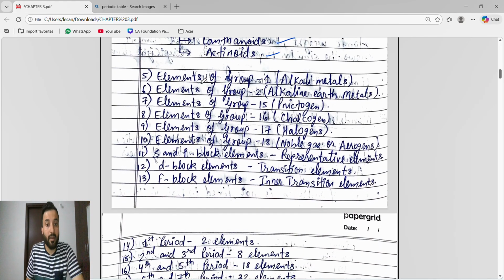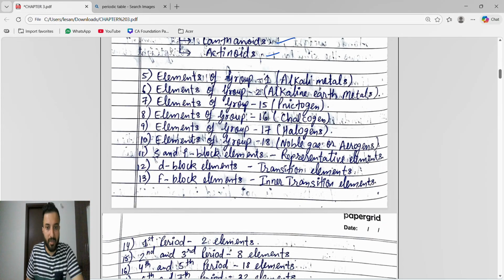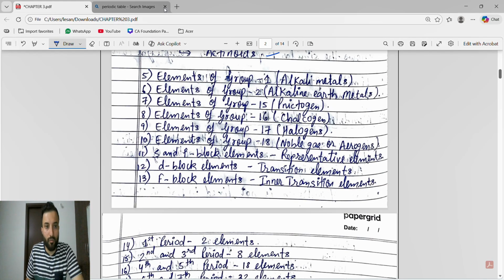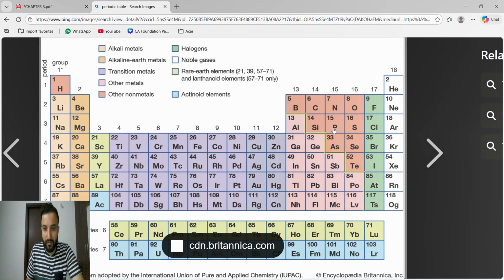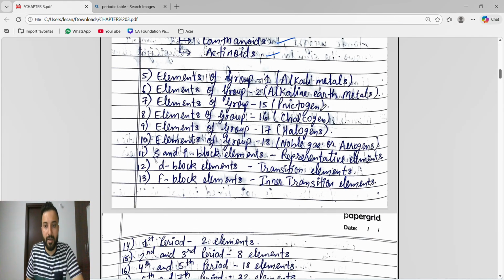Now, the elements of group 1 are called alkali metals. We know this is group 1. All the elements of group 1 are called alkali metals. Elements of group 2 are called alkaline earth metals. Elements of group 15: group 15 is the nitrogen group. The elements of group 15 are pnictogens. It starts with N, N indicates nitrogen, pnictogen.